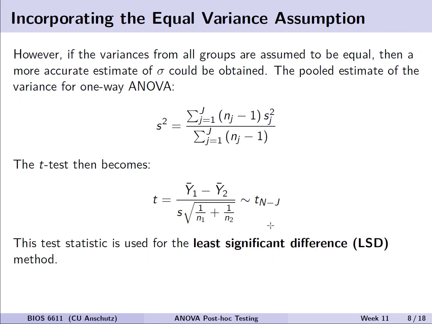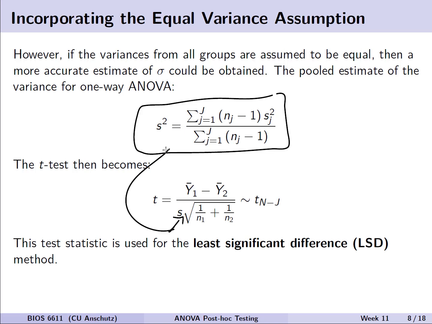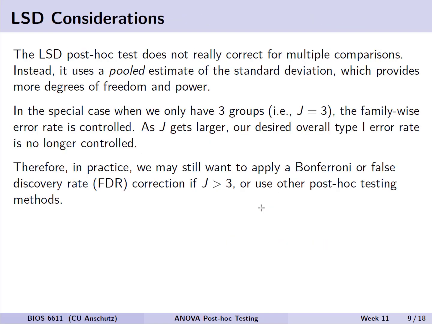However, if we are doing this one-way ANOVA test that assumes all group variances are equal, we actually could get a potentially more accurate estimate of sigma if we pooled all of the data together. For example, we could calculate a single standard deviation or variance estimate, S squared, to use across all of our t-tests instead of calculating one specific for each pairwise comparison. If we do this, it looks pretty similar to before, but we'll replace our S with the term we calculated above, and we can also note that our comparison degrees of freedom will be different at n minus j, where n is our total overall sample size across all groups, and j is the number of groups. This test statistic is frequently known as the least significant difference, or LSD method.